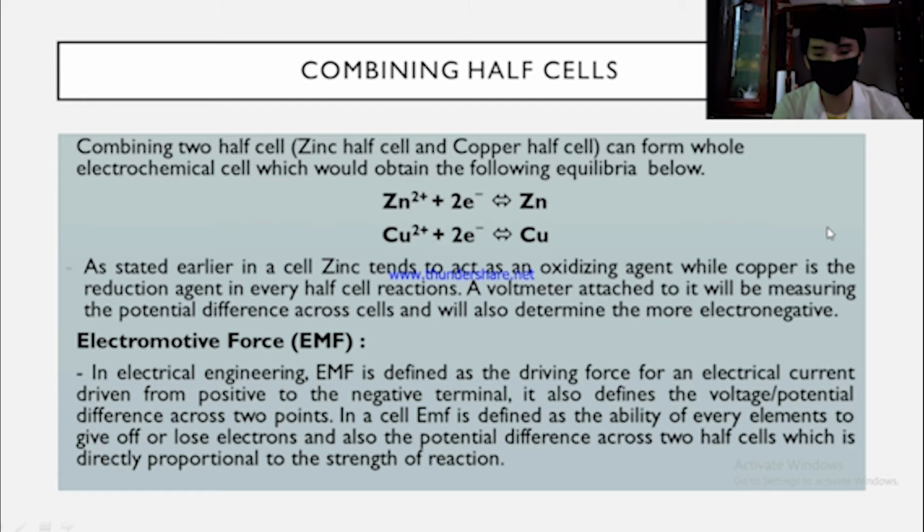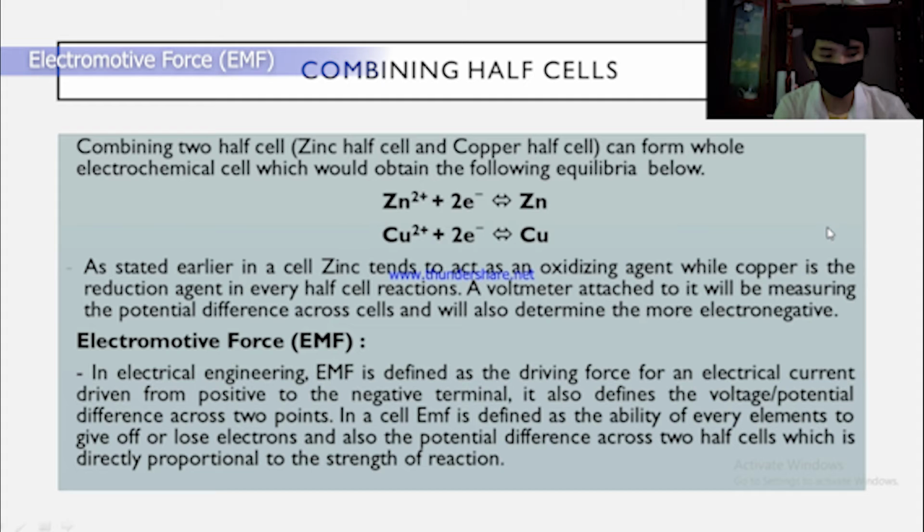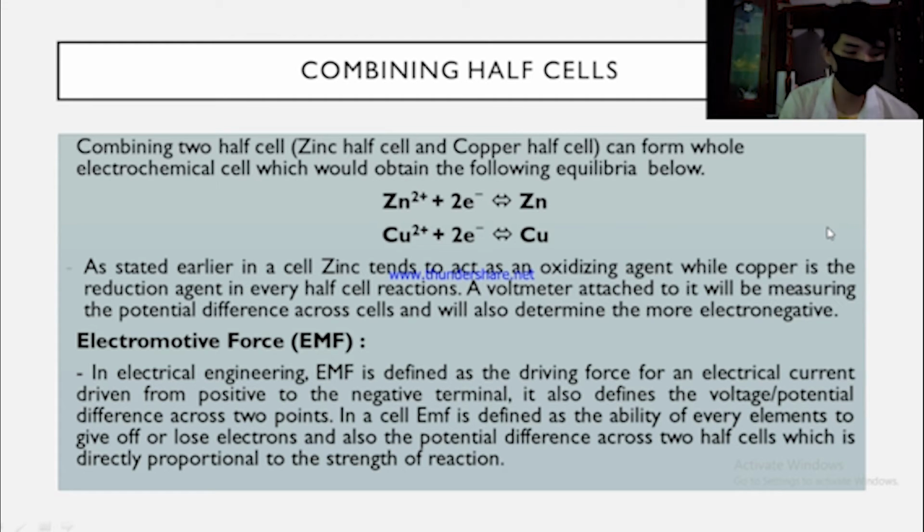So what is electromotive force? In electrical engineering, EMF is defined as a driving force for an electrical current driven from the positive to the negative terminal. It also defines the voltage or potential difference across 2 points. In a cell, EMF is defined as the ability of every element to give off or lose electrons, and also the potential difference across 2 half cells, which is directly proportional to the strength of the reaction. So the stronger the electromotive force, the stronger the reaction will be.